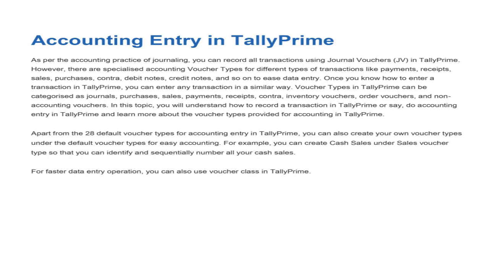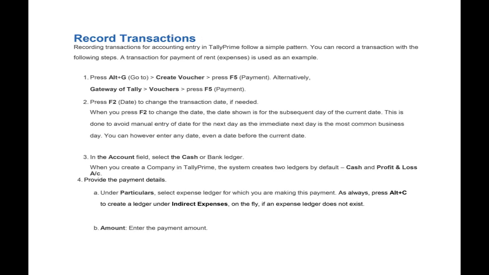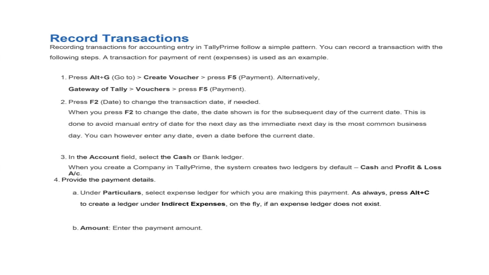For example, you can create cash sales under sales voucher type so that you can identify and sequentially number all your cash sales. For faster data entry operation, you can also use voucher class in TallyPrime. Record transactions. Recording transactions for accounting entry in TallyPrime follows a simple pattern. You can record a transaction with the following steps.